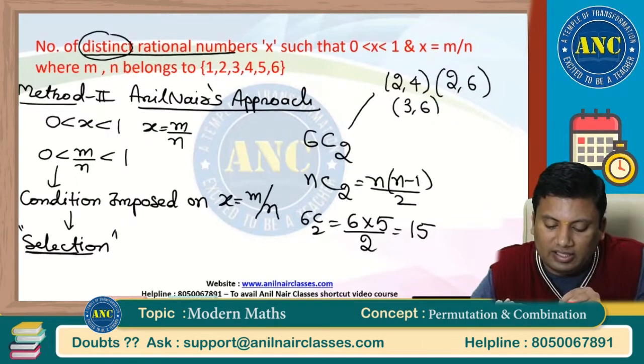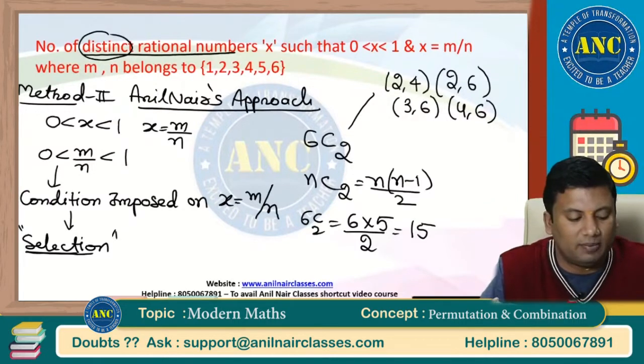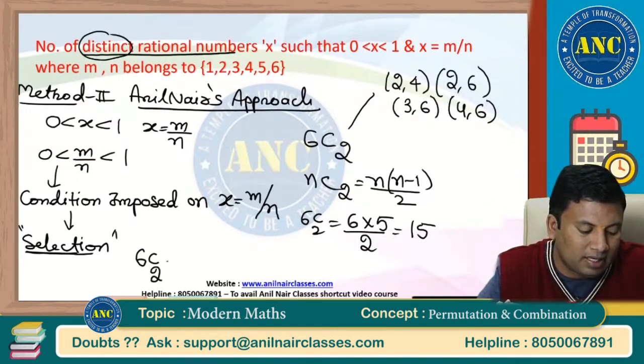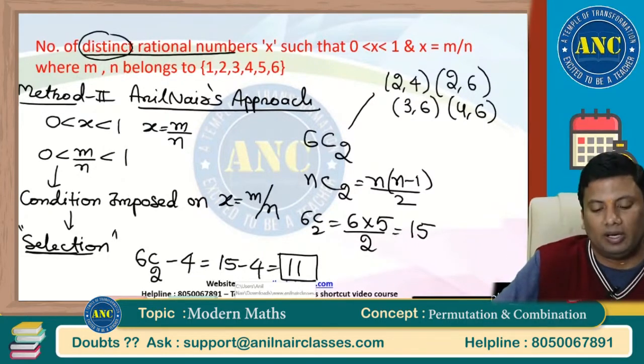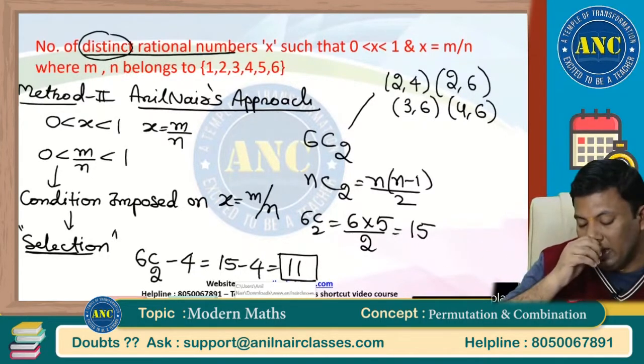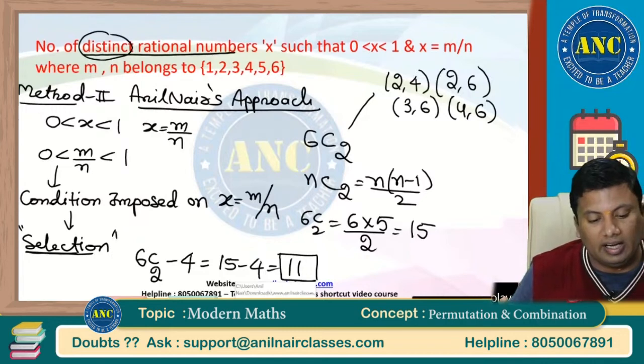Next one, 3, 6. This case is eliminated. 4, 6. This case is eliminated. The answer is nothing but 6C2 minus 4. 15 minus 4, which is nothing but 11. No condition, no counting related anything.